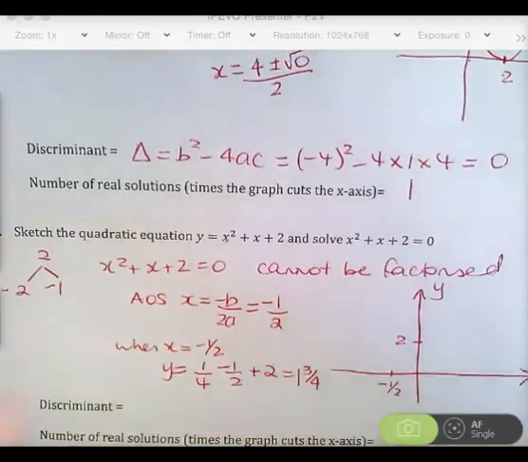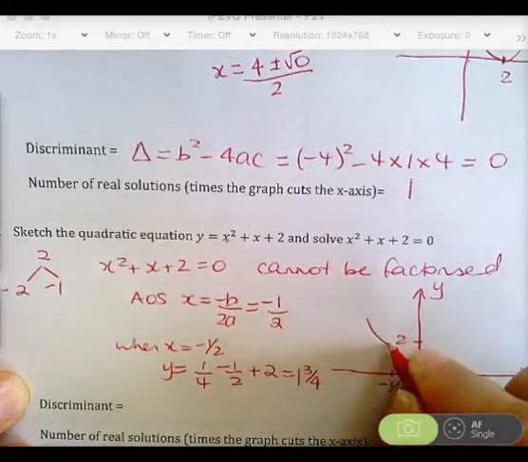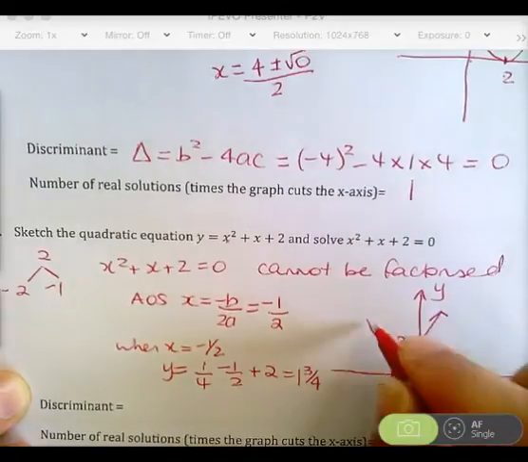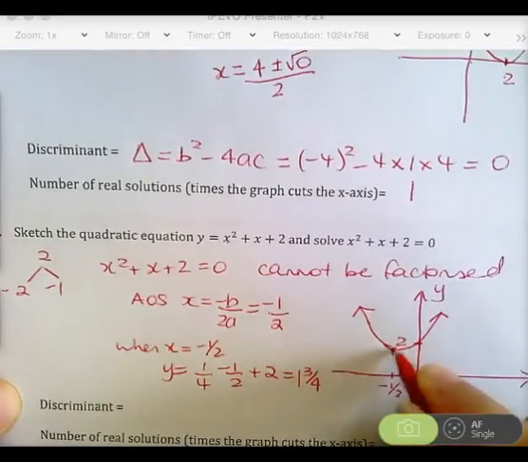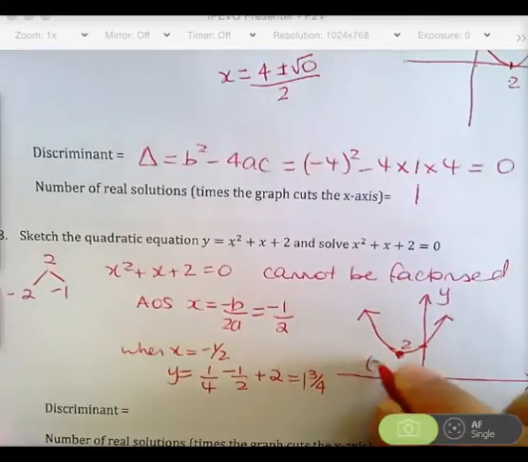So where is that axis of symmetry? It's at negative a half, and 1 3/4 is about there. It's concave up. The graph actually looks like this. Now, that's what the graph looks like. You don't need to plot points at this stage. You do the y-intercept, and if you can't factorise it, you do the vertex. Now the vertex is negative a half, 1 3/4.